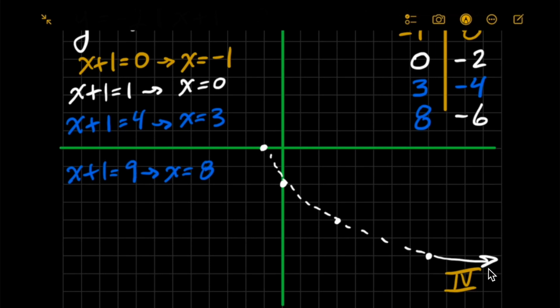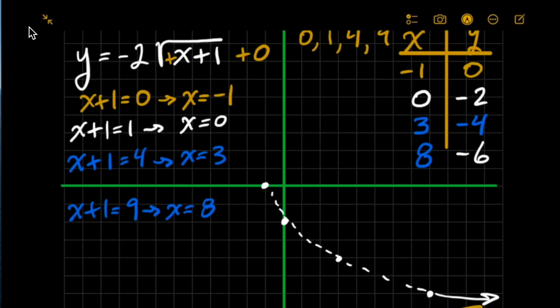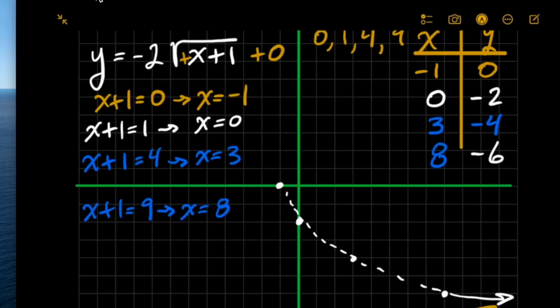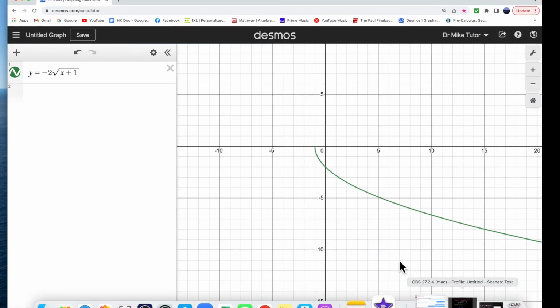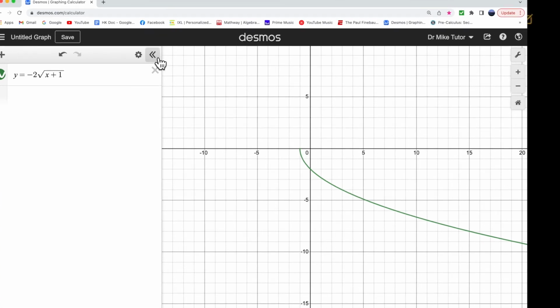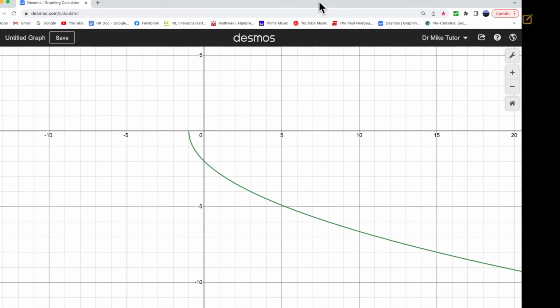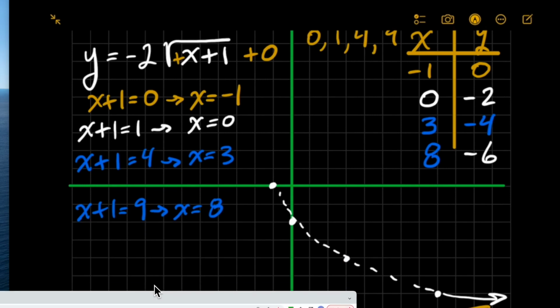Heading towards the fourth quadrant as we originally predicted. Let's see what Desmos shows. If we now take a moment to look at Desmos, here's our original function, and we see our graph with an origin at negative 1, 0, and it's heading, as predicted, down towards the fourth quadrant, like our graph does.